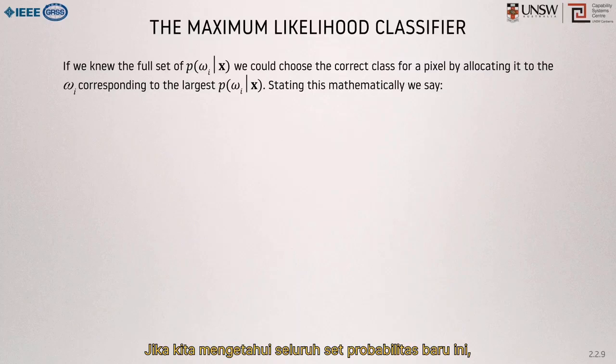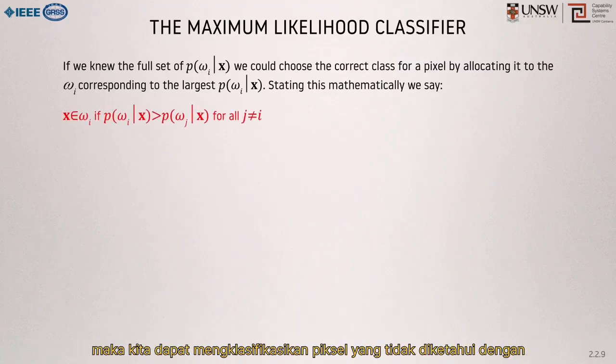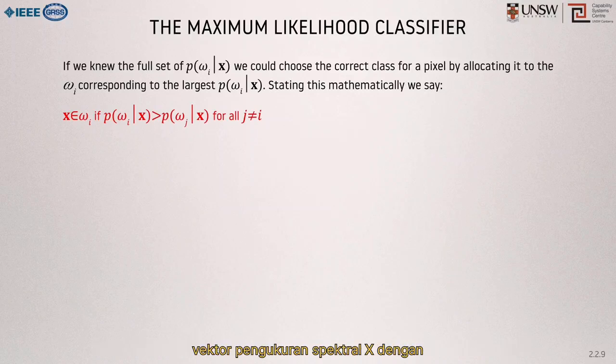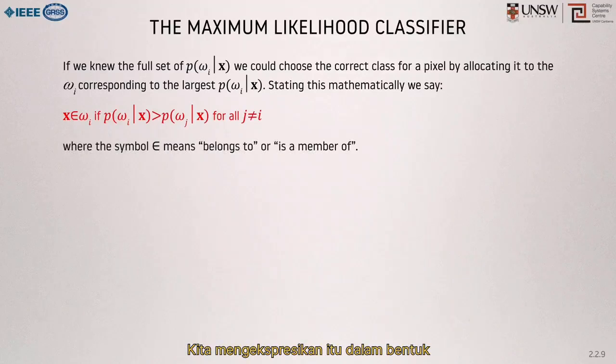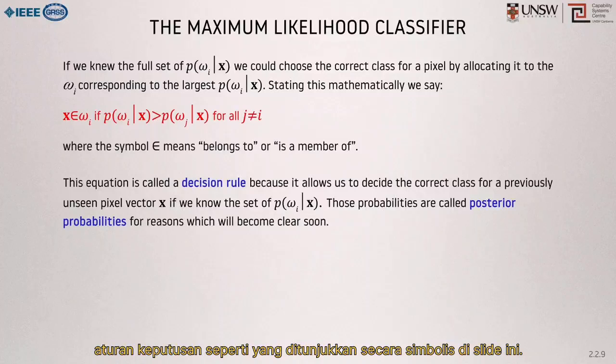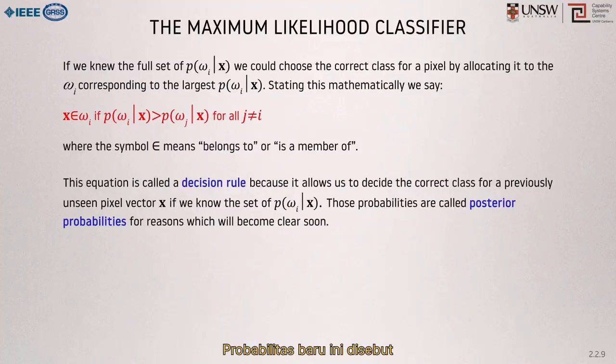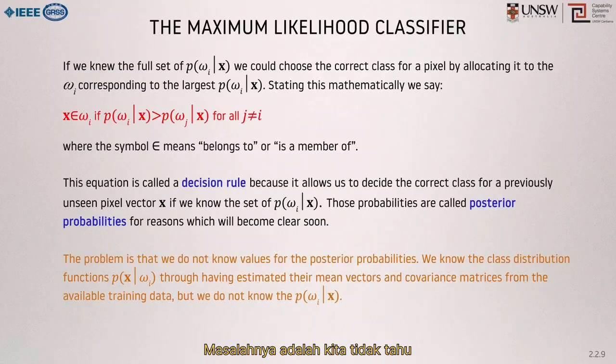If we knew the full set of these new probabilities, then we could classify an unknown pixel with spectral measurement vector x by allocating it to the class of the largest of the set. We express that in the form of a decision rule as shown symbolically on this slide. The new probabilities are called posterior probabilities, the reason for which will become clear soon. The problem is, we don't know the posterior probabilities, only the class conditional probabilities, which we have estimated from training on labelled pixel data.